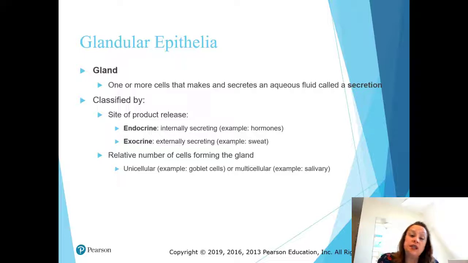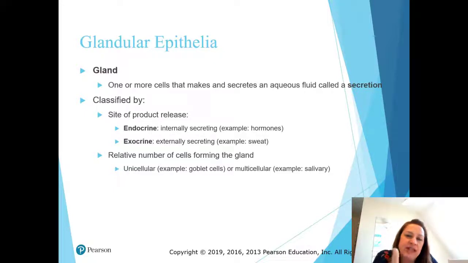We have different types of classifications of glands. You can have a unicellular gland or a multicellular gland. So one, like a goblet cell, is its own gland as one cell, and a salivary gland is a grouping, a multicellular gland that will secrete, for example, saliva, adrenal secretions, etc. They can release their secretions endocrine, internally, like hormones, or exocrine, like sweat off the skin, exiting outside the body.